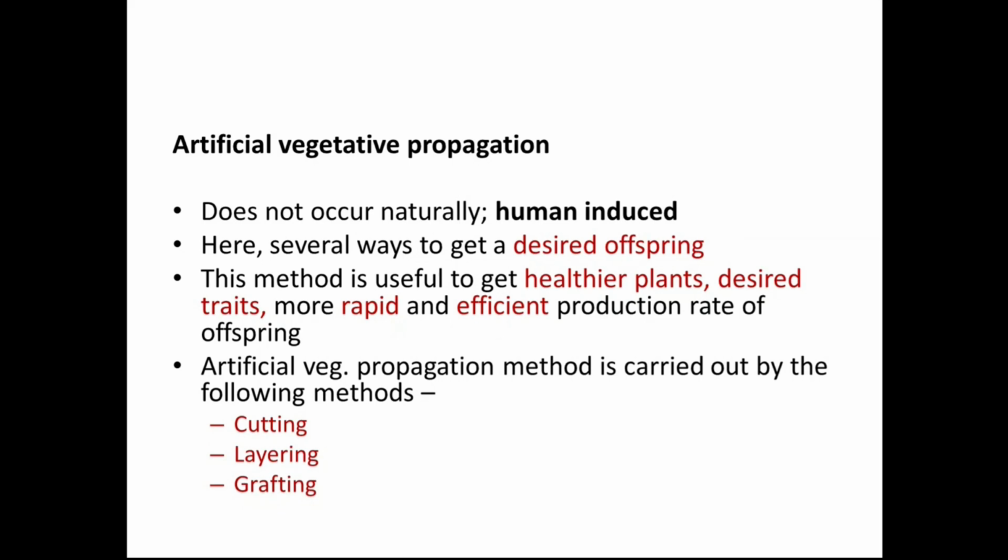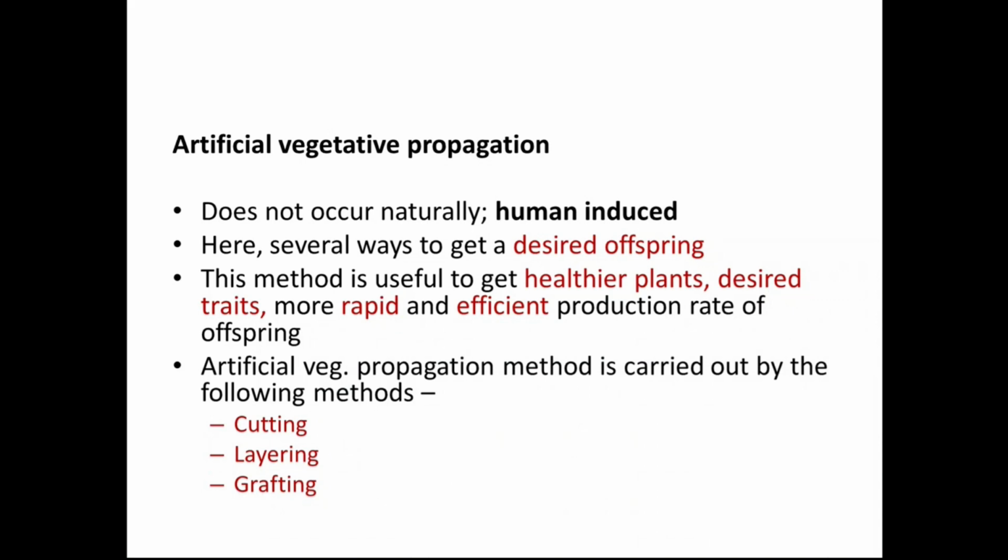And it's quite rapid. As soon as we graft them, maybe next season they will sprout and give fruits within a short time. But if you wait for the plant to produce seeds, the seeds to germinate and become a seedling, sapling, small tree and big tree, and then give fruit, it will take a long time. Rather than that, artificial vegetative propagation gives results directly, within a short time. There are three methods: cutting, layering, and grafting. We're going to discuss one by one what is cutting, what is layering, and what is grafting.